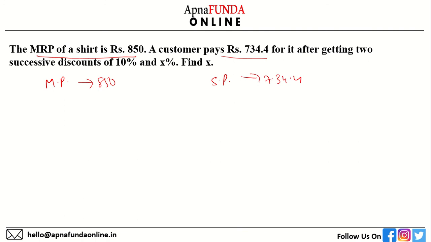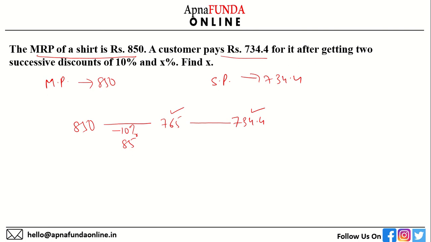Let's calculate the discounts that the customer has got. So on 850, the first discount that he gets is of 10%. So 85 rupees. So the price of the shirt becomes 765. But then he gave another discount and the final price becomes 734.4. We don't know what is the discount percent, but we definitely know the final selling price and the price after the first discount. So the difference between both of them will be the second discount that the customer has got.